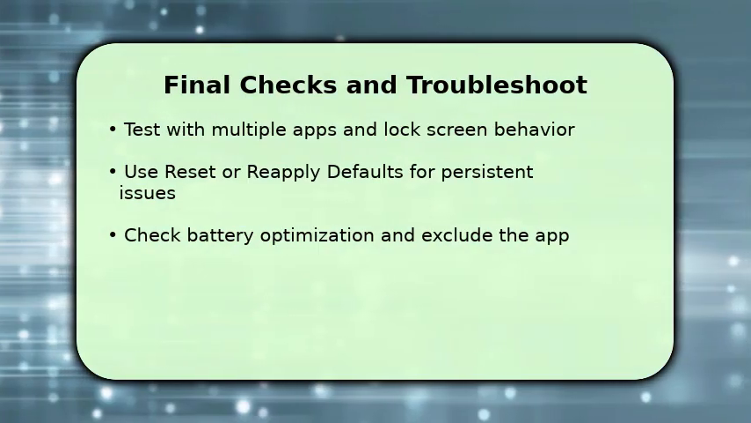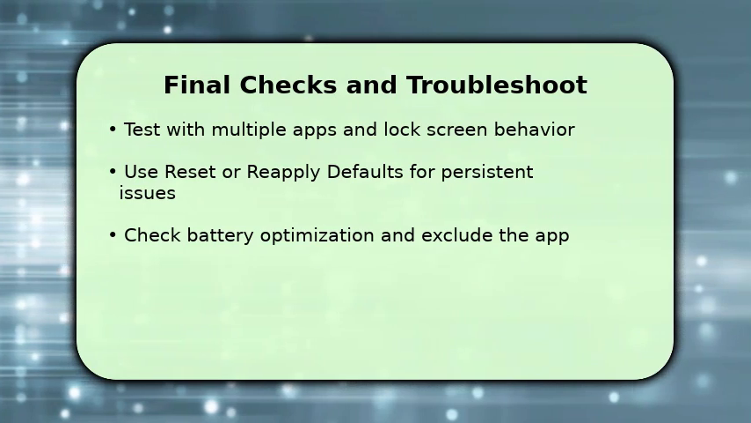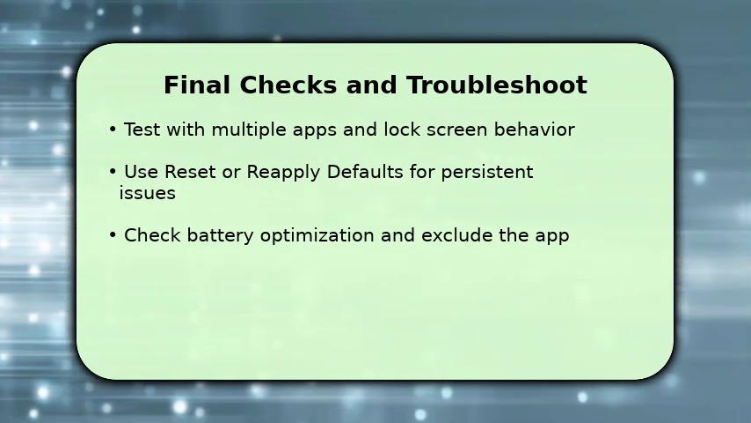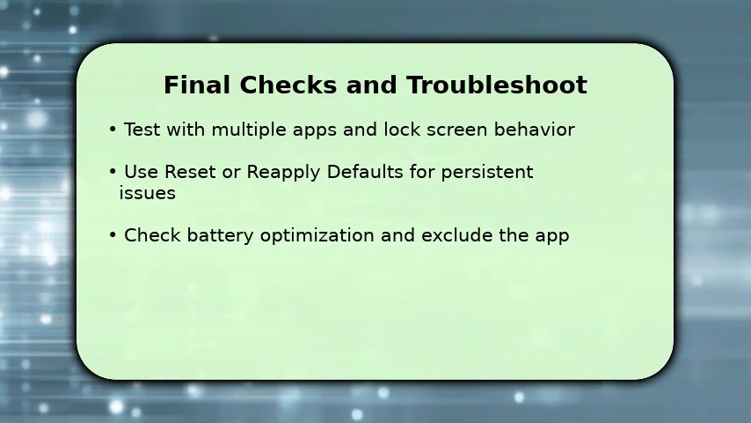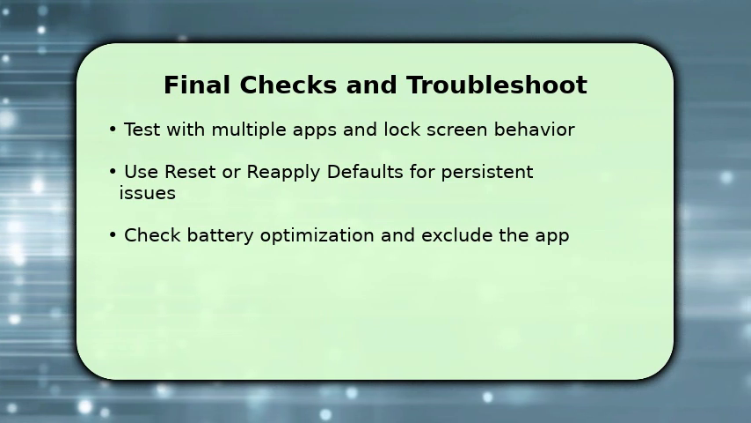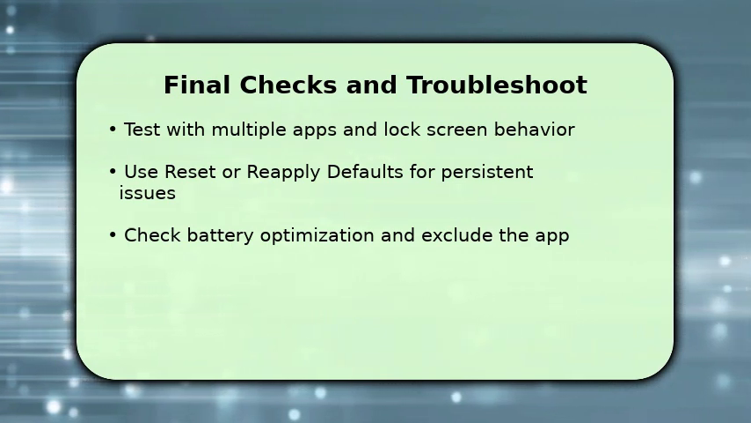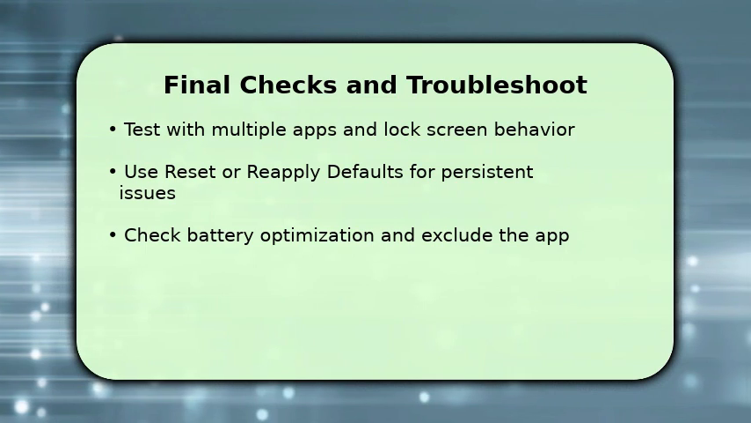Finish by testing the control center across a few apps and check how it behaves on the lock screen so nothing breaks in daily use. If something misbehaves, first toggle the specific permission off and on, and then use Reset or Reapply Defaults inside settings to restore a known good state.